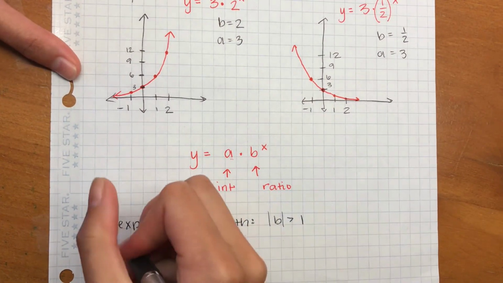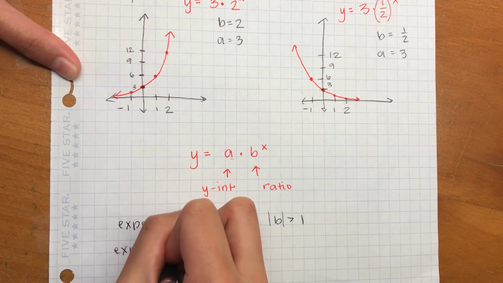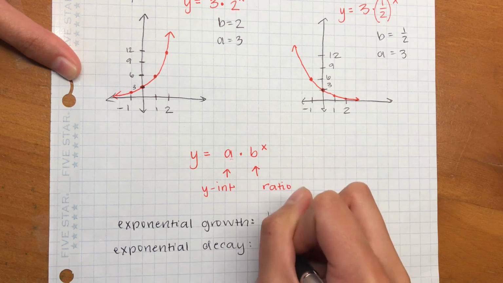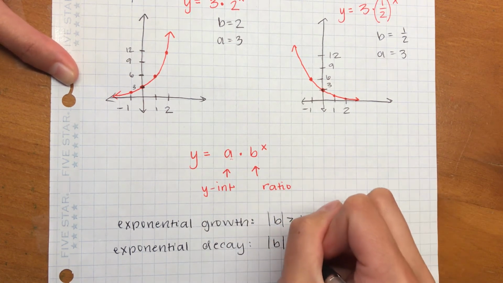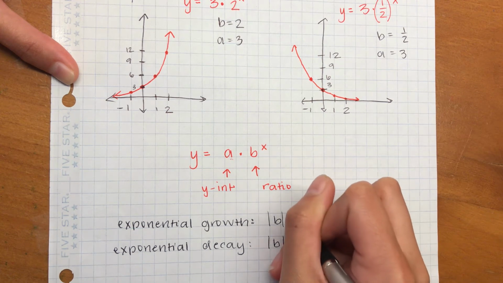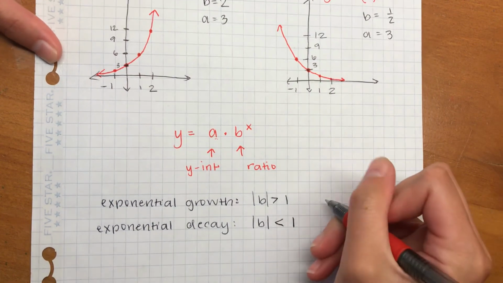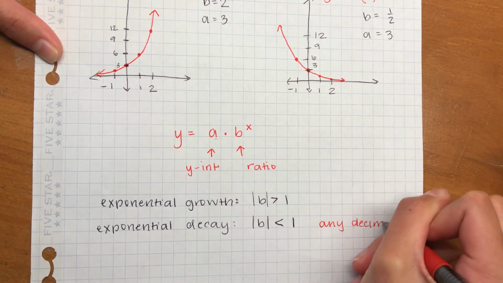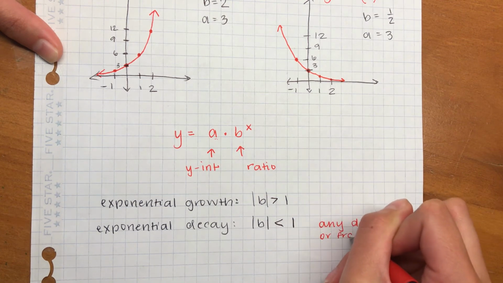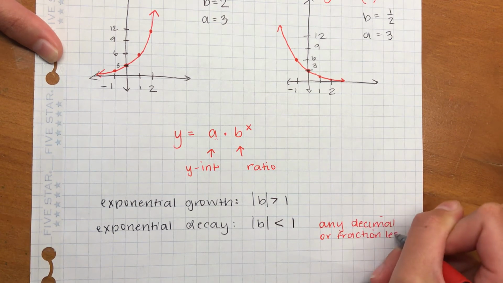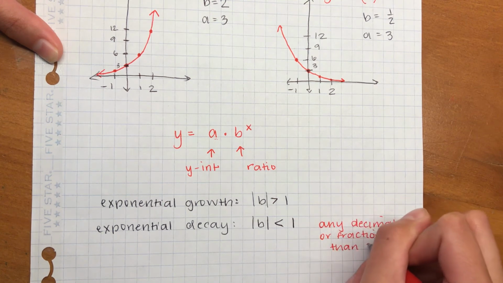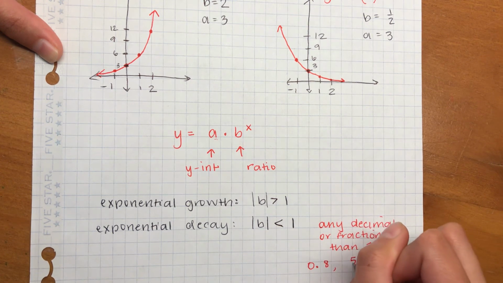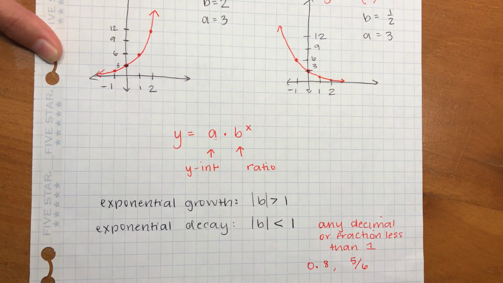Exponential decay will be any time that the absolute value of my b value is less than 1. Okay? So that means any decimal or fraction less than 1. Okay, so we're thinking like 0.8 or 5/6. That would be decay.